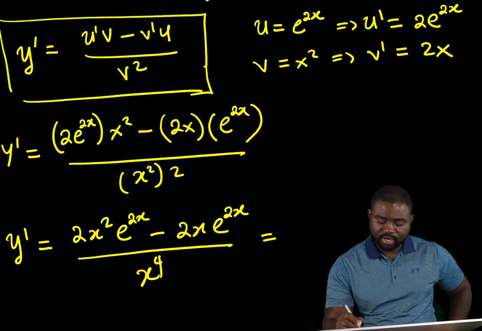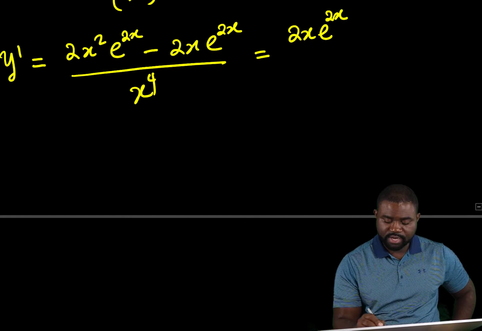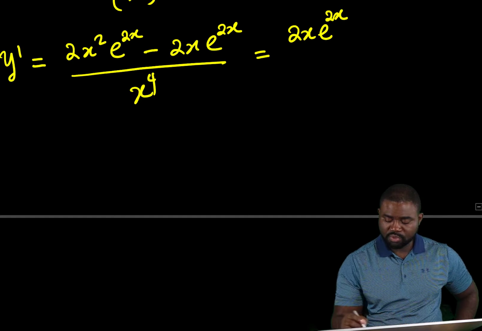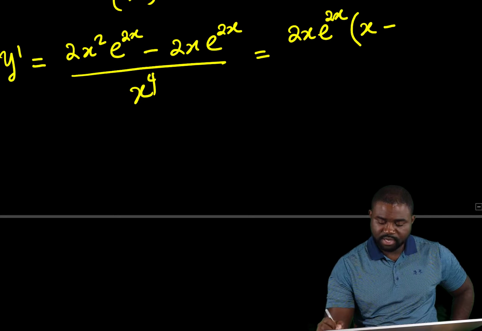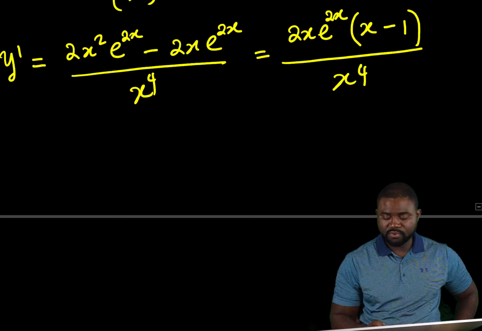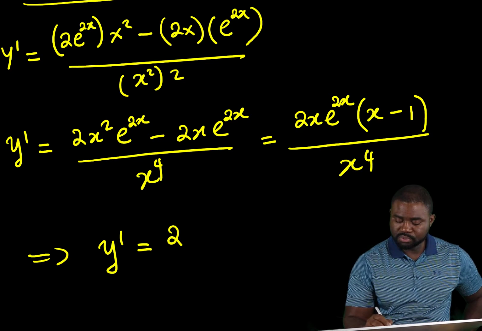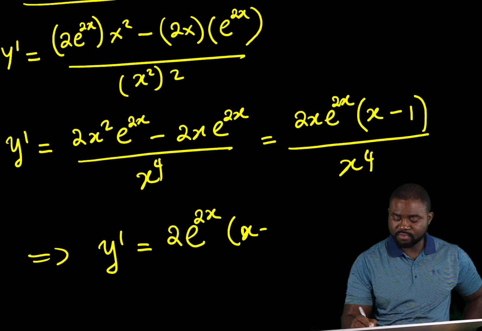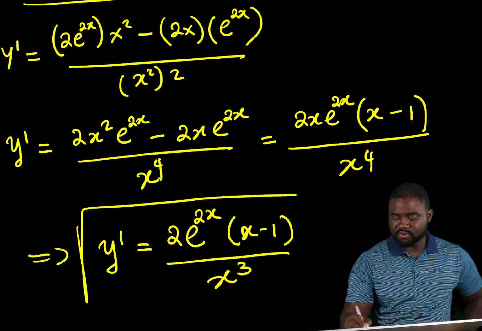This can further be simplified. You see that 2x e^2x is common, so we can actually introduce brackets. So this will be x minus 1 divided by x raised to the power 4. And therefore, we can say that y prime is equal to 2e raised to the power 2x bracket x minus 1 all divided by x cubed. And that gives us our answer.